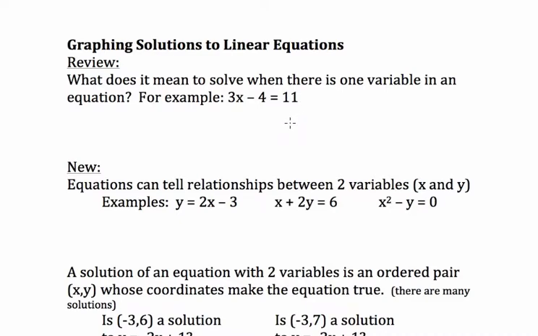Let's review from the last few modules. What does it mean to solve an equation when there is one variable in the equation? Like this one, for example, 3x minus 4 equals 12. Well, if we got that problem on our last test, we would just start solving. We'd start undoing what was done to the x until we got an answer.